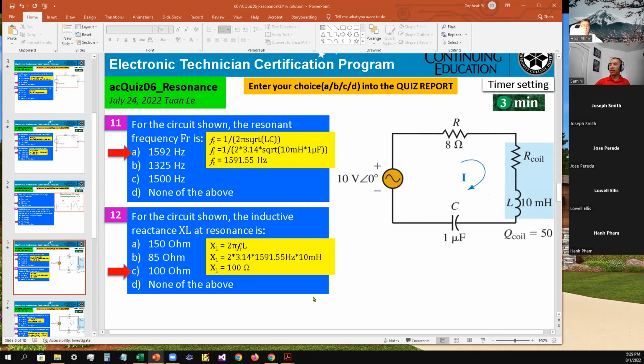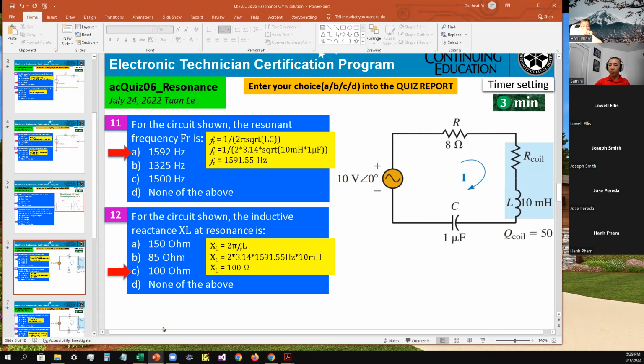Number 12, for the circuit shown, the inductive reactance XL at resonant is, XL equals 2 pi F resonant times L of the inductor. You substitute that in, so XL comes to 100 ohms. So the answer is C for number 12.